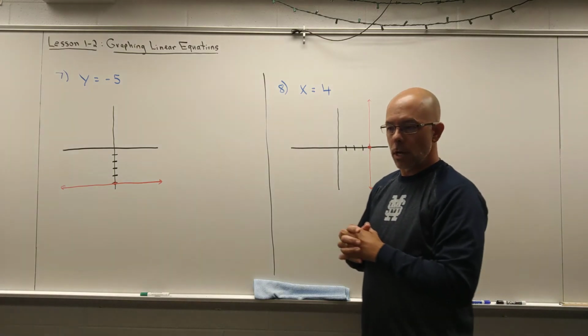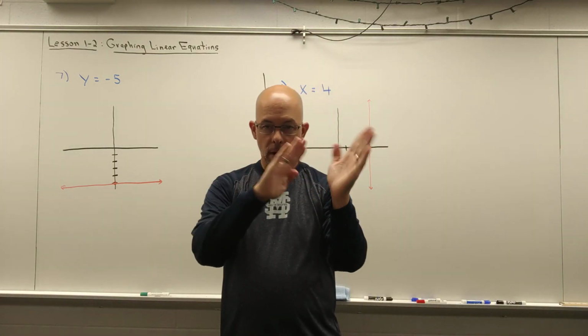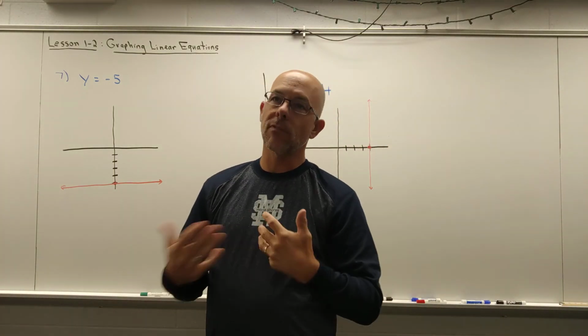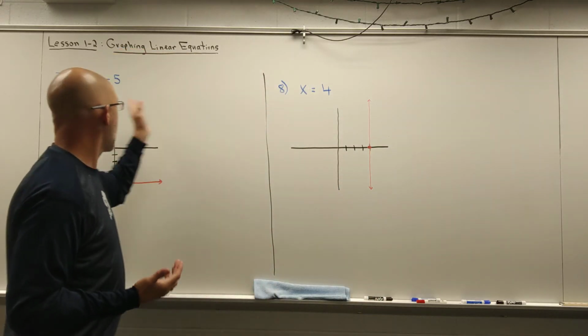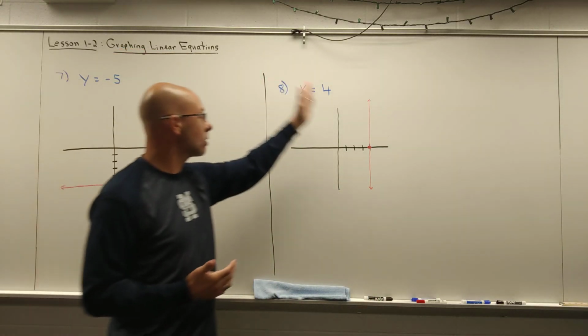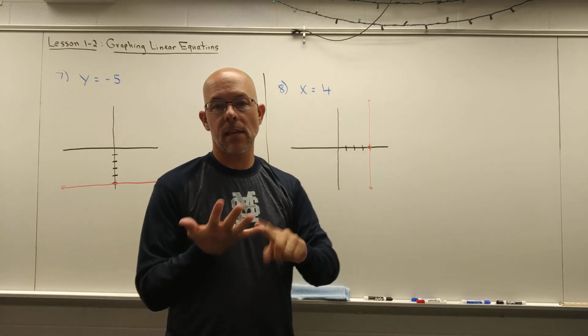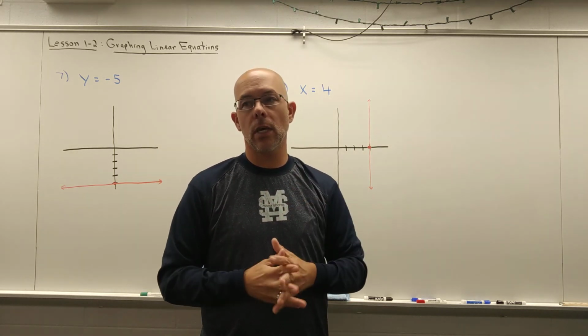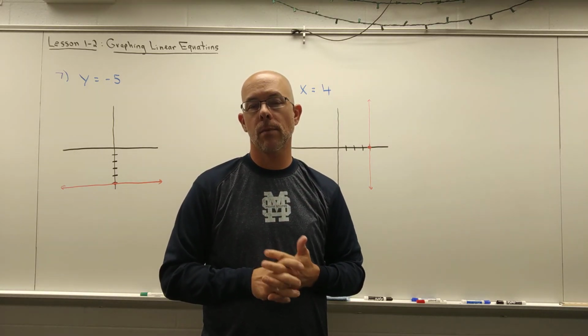So if you see an equation with only one letter, either x or y, it's either a vertical or horizontal line. Y only is horizontal, x only is vertical. If it has x and y, it's going to eventually hit both the x and the y axis.